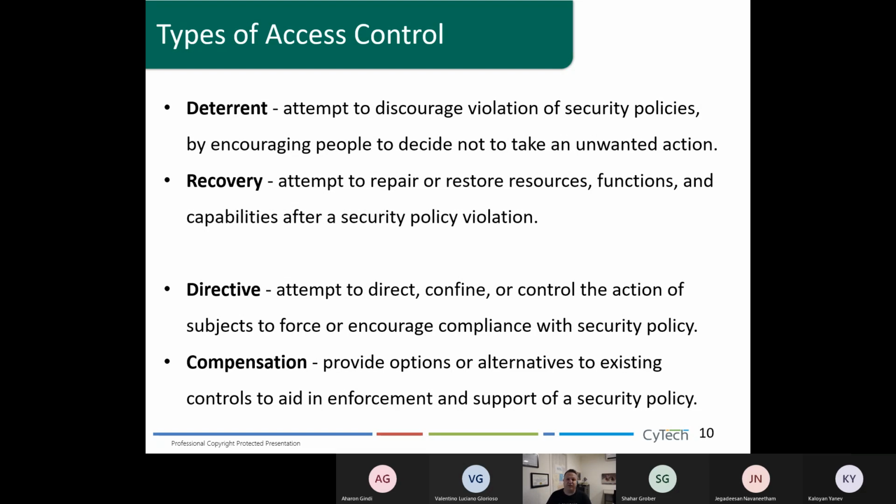We can do recovery access control. We can have the users restore their passwords automatically. We can have directive controls. We can have policies for passwords, policies for access control, and we can have compensating controls on access control. So if we cannot operate on that connection between subject and object, maybe we can make the objects more accessible via other systems and other techniques.